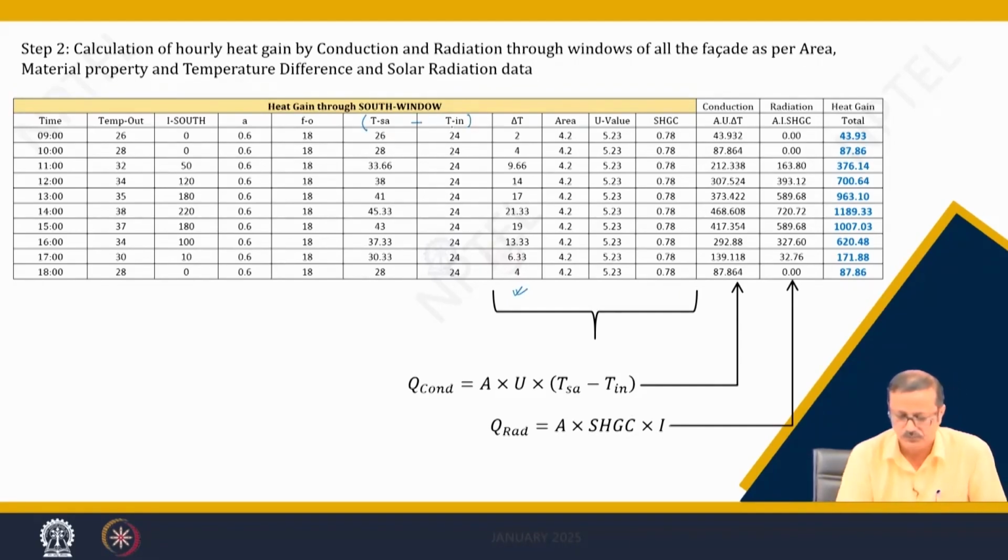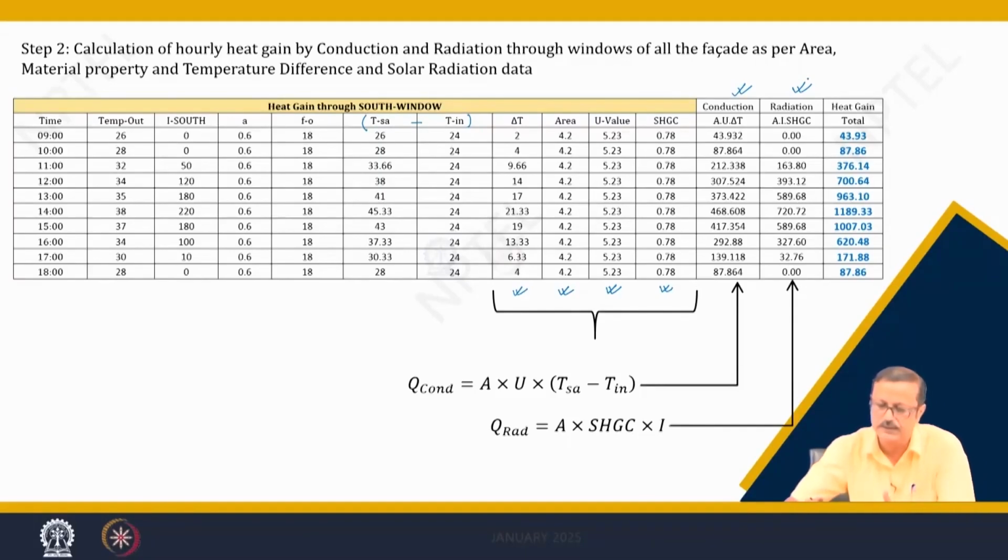For each row I know the area, I know the U value, I know the SHGC value. So, based on these 4 I can find out the conductive and the radiation heat gain, and I can add up to get the total heat gain. So, the total heat gain in the southern side is also increasing, and its peak is almost about 1183 watt at about 2 p.m., and then again it is decreasing.